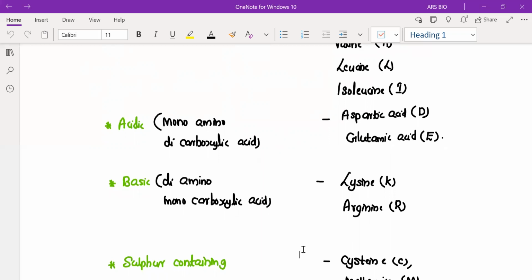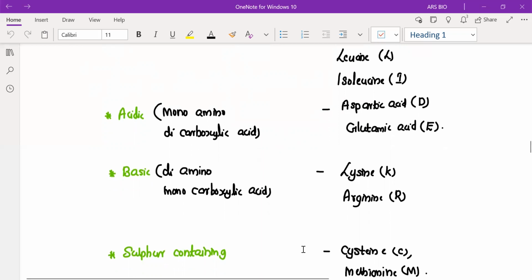So the neutral one is monoamino, with only one amino group and only one carboxylic acid group. But in the case of acidic amino acids, there is one amino group and two carboxylic acid groups present. For example, aspartic acid and glutamic acid are the examples for the acidic ones. Now coming to the basic one, that is diamino monocarboxylic acid.